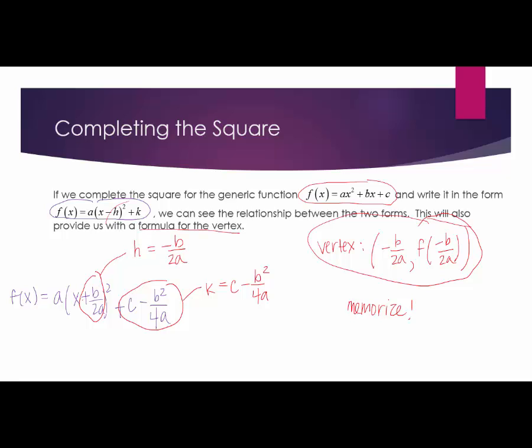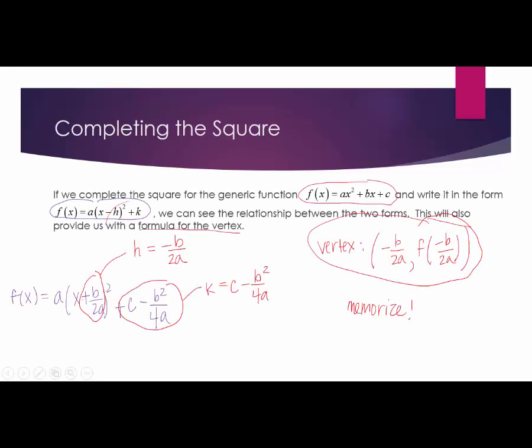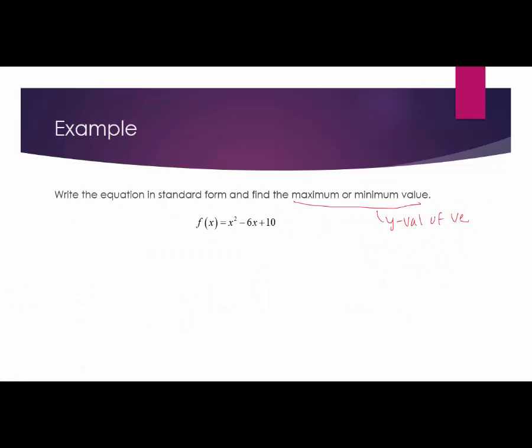Let's just see how this formula works. I'd like to write this equation in standard form, and I'd like to find the maximum or minimum, which is just the y value of the vertex. Instead of completing the square to write it in standard form, I'd like to use the fact that my vertex is going to be negative b over 2a, f of negative b over 2a. Note that my value of a here is just 1. And in fact, a in both forms is the same exact value. We ended up with the same a out here in front as what we started with. So a is going to be 1 in this case.